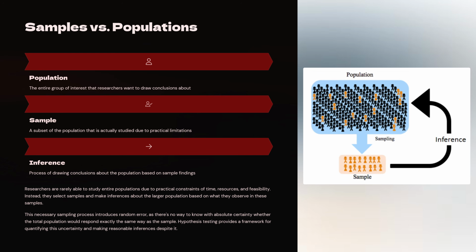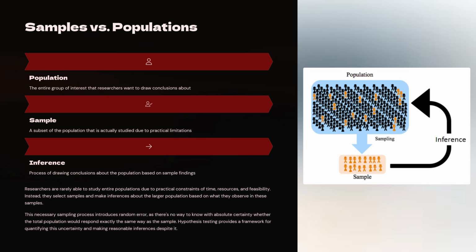We don't have the capability to study the entire population because it would just be prohibitive. It would take forever. It would probably be highly inaccurate. So we're always taking samples. And so this sampling process necessarily introduces random error because there's no way to know with absolute certainty whether the total population would respond exactly the way as the sample.